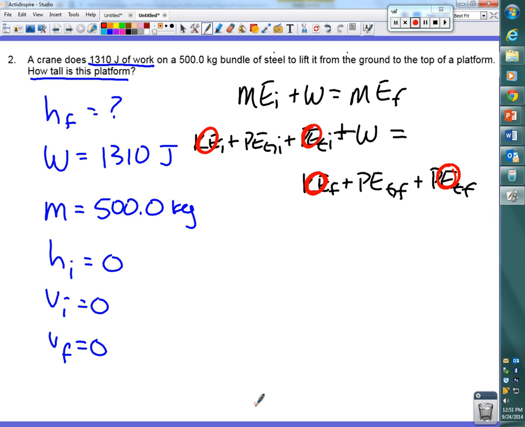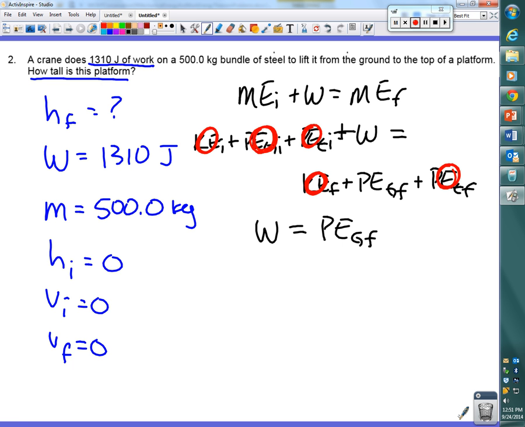On the ground, right? What did we say about that height? The height on the ground was what? 0. So what does that do to our initial gravitational potential energy? If it starts at height 0, that goes away too. Does that make sense? Okay. And then that leaves us with W on the left-hand side and PEG final on the right-hand side.